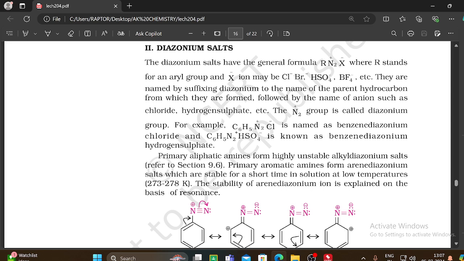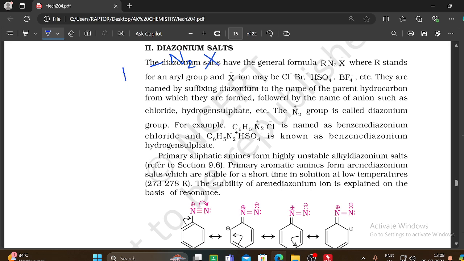Diazonium, diazo, azo means N2. Benzene diazo, C6H5N2. So diazonium salts means N2 salt, always a salt, which means it should have group number 17 elements. Group number 17 is halogens: fluorine, chlorine, bromine, iodine. Diazonium salt represents diazo, N2 and X.